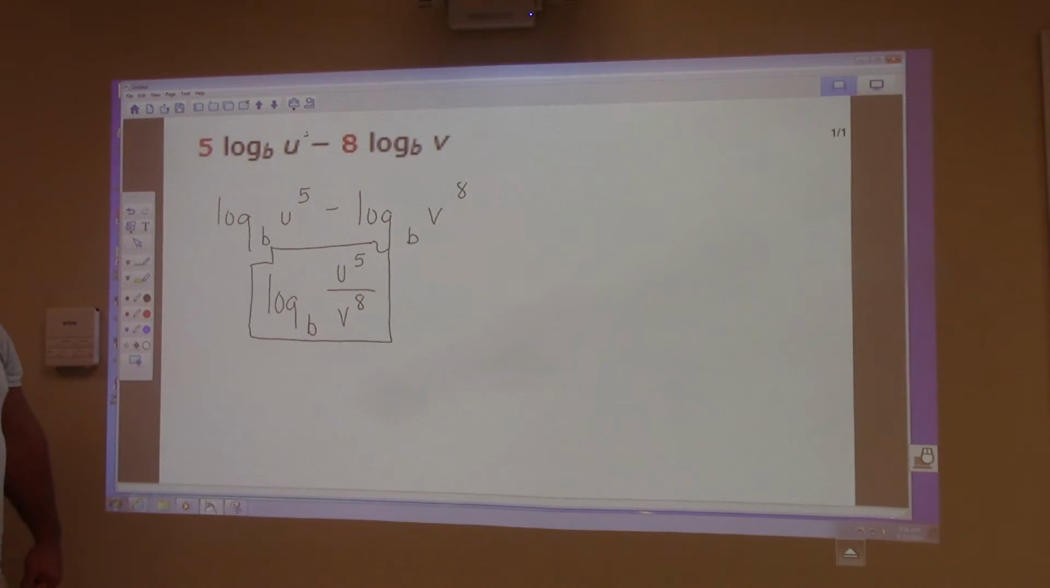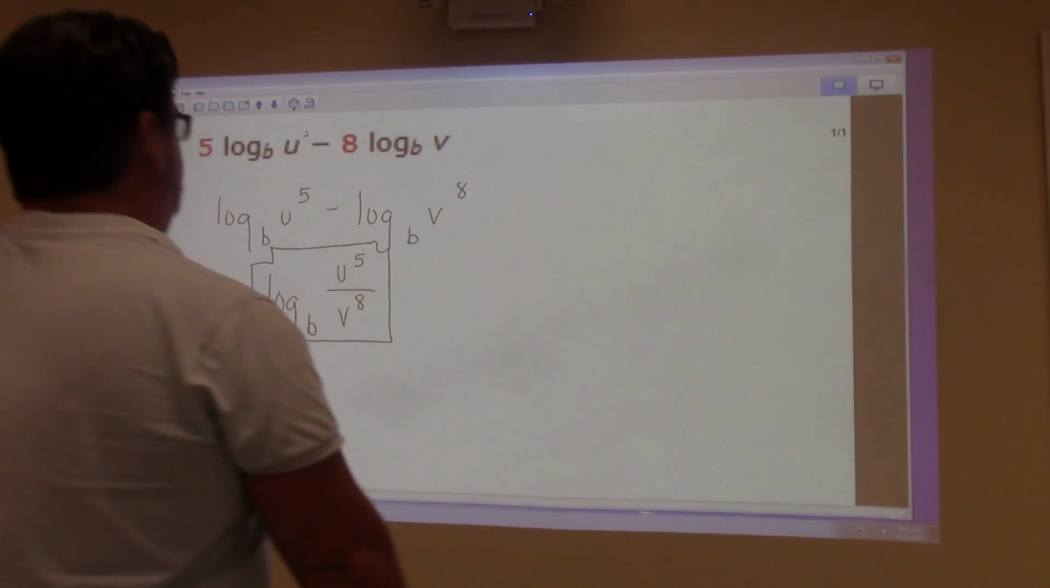How do you know when you're done, though? Because there's not really anything else you can do. A lot of people say, well, you can use the change-of-base formula. The change-of-base formula is only used when you can't take the log of something on the calculator. You need to write that down. I forgot to tell you that. I'll show you how to use the change-of-base formula.